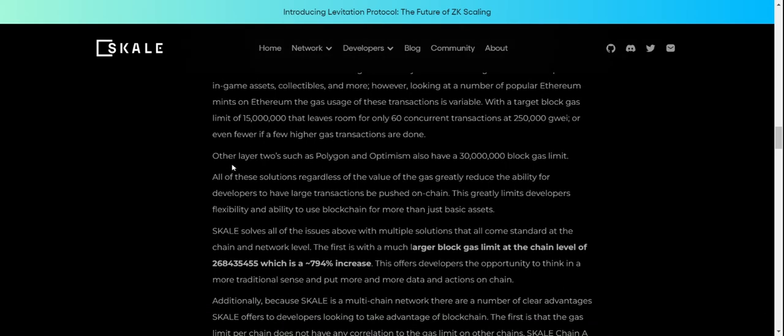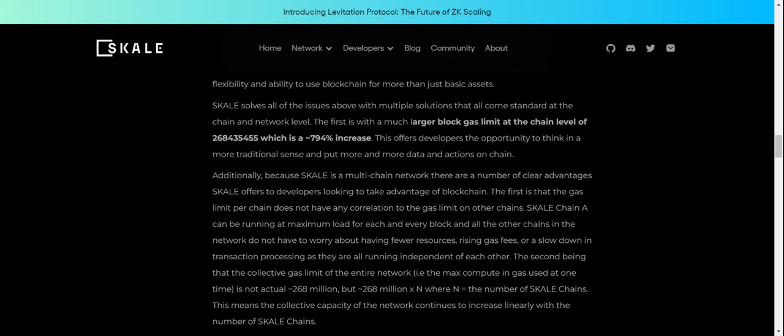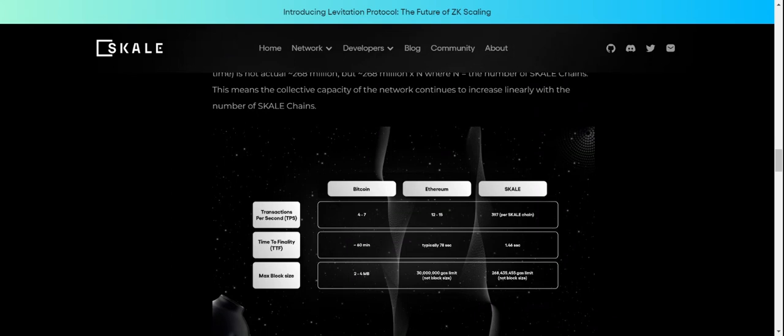They also talk about other layer two wey be like Polygon and Optimism also have like 30 million block gas limit, but for Scale network everything na zero and you no need to stress yourself. So you fit check all dis one out.